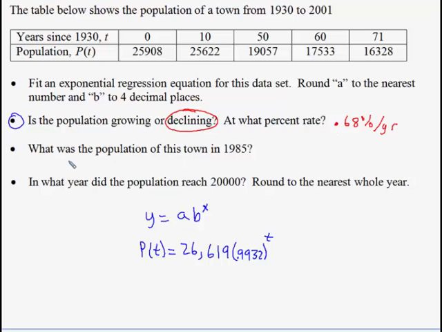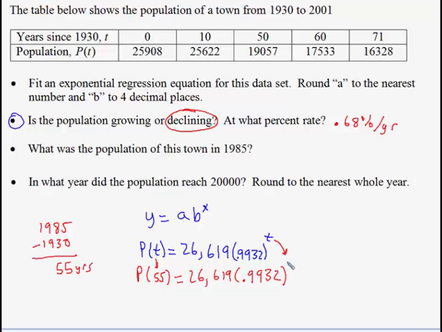So the next question, what was the population of this town in 1985? Well, remember that t is in years since 1930. So since t is in years since 1930, and we want to predict what happens in 1985, you could see that this is a difference of 55 years. So you would plug in 55 for t, and if you replace that t with 55, you would have to replace this t with 55.